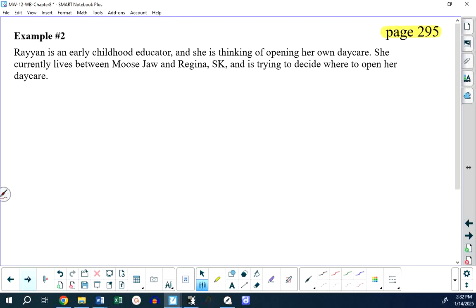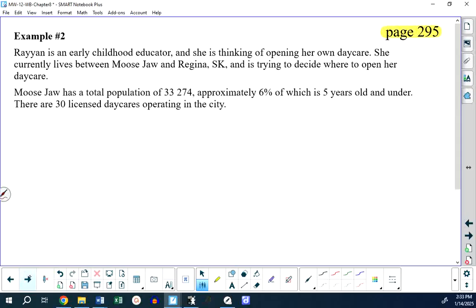The cost is going to be the same. She's going to use the same amount of gas every day to get to work. She's scoped it out, and there's a building she can rent in Moose Jaw that's the same price as a building in Regina. And here's what she's discovered. She's looked at the population of Moose Jaw, which is 33,274 people, and approximately 6% of the population are children that could go to daycare. They're 5 years or younger. And there are already 30 daycares in the city.